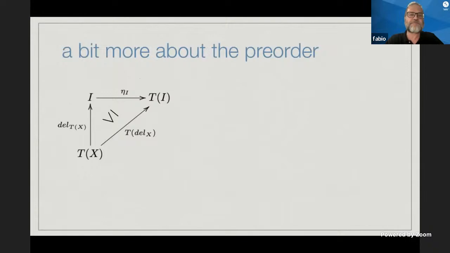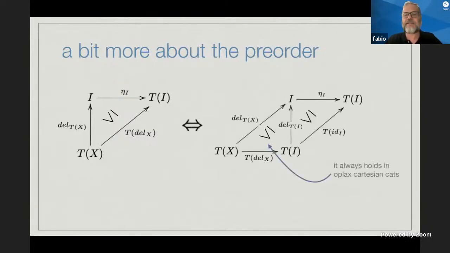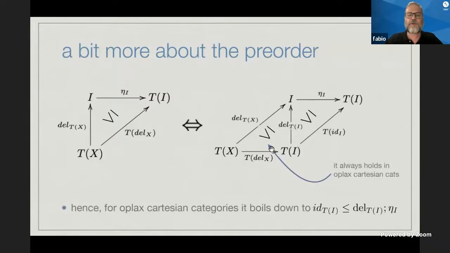And if you want about the pre-order, what happened to the pre-order for the Oplax affine monad? Well, it still can be simplified because this triangle here always holds now for all possible Oplax. So for Oplax Cartesian categories, we have a somehow simpler notion. But again, it doesn't matter. It is completely equivalent to this one, which is, how can I say, more standard, more symmetric, so to say.